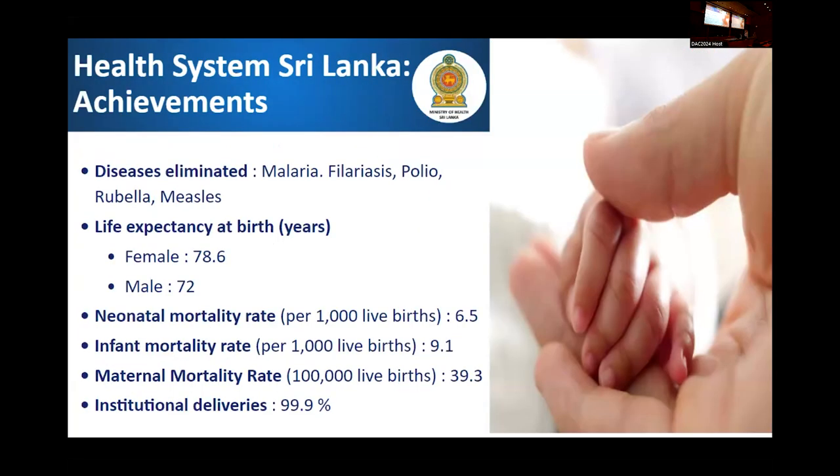These are the milestones we have achieved through the health information systems. The diseases eliminated so far are malaria, filaria, polio, rubella, and measles. Life expectancy is 78.6 for females and 72 years for males. The neonatal mortality rate is 6.5 per thousand live births, and the infant mortality rate is 9.1 per thousand live births. Our maternal mortality rate is around 39.3 per 100,000 live births, and we have a remarkable institutional delivery rate of 99.9%. Those are real achievements in our healthcare journey.